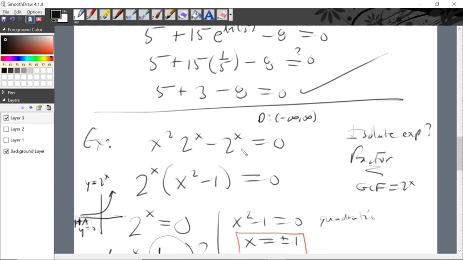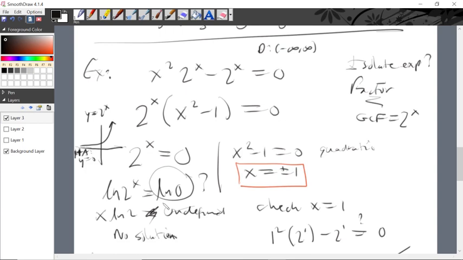So we were able to isolate the exponential by factoring it out as a greatest common factor. Using a factoring strategy, it even led to an exponential equation that didn't have any solution, although the original equation still had, in fact, 2 solutions, which came from a quadratic factor.